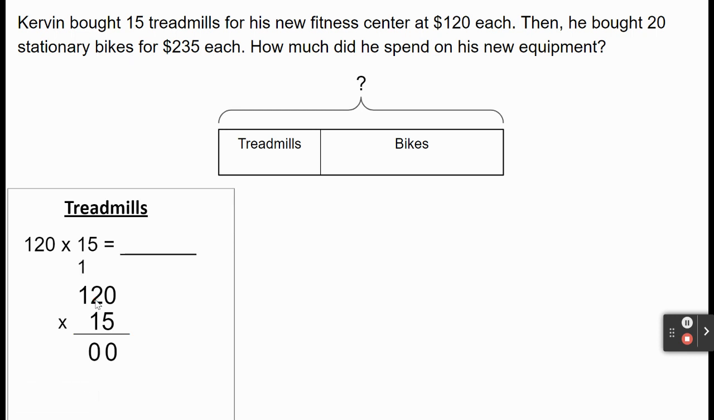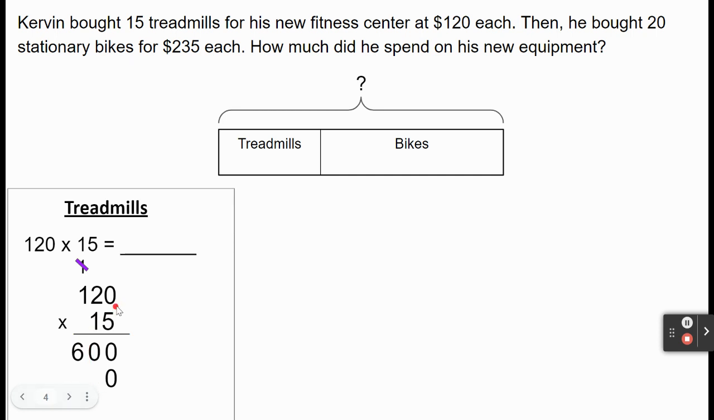the 1 to the hundreds place. Now we can multiply 5 times 1, which is 5, plus the 1 we regrouped is 6. So 120 times 5 is 600. Now let's multiply 120 times 10, since the 1 is in the tens place. Before we even start multiplying, let's place a 0 in the ones place. This will allow our answer to start in the tens place.